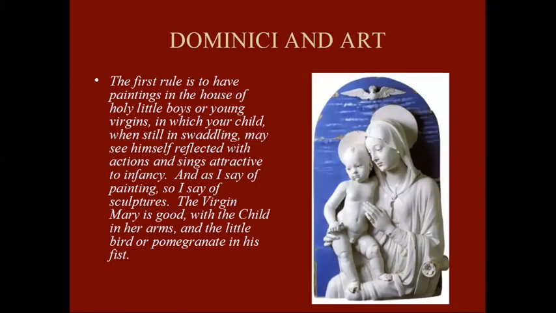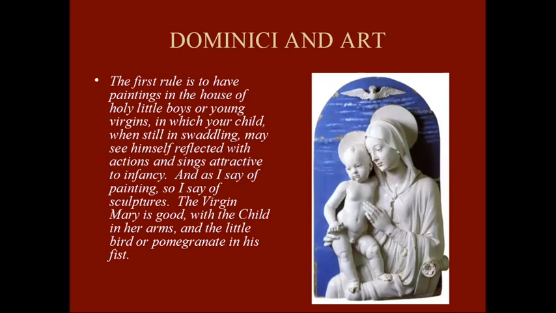What does he write? And this is what he writes on art. "The first rule is to have paintings in the house of holy little boys or young virgins, in which your child, when still in swaddling, may see himself reflected with actions and things attractive to infancy. And as I say of paintings, so I say of sculptures. The Virgin Mary is good with the child in her arms and the little bird or pomegranate in its fist." So we have it right, another Luca della Robbia.